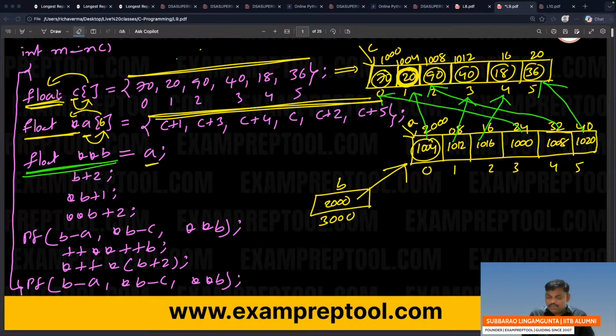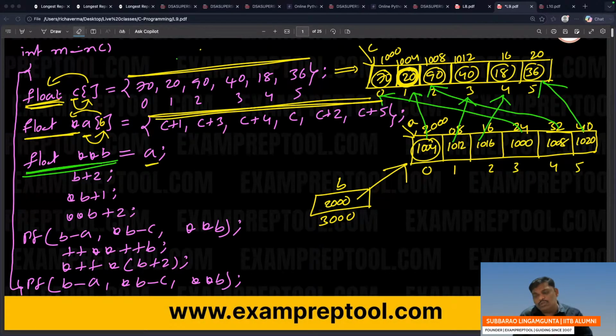Print ABC. What will print? I think print A will print 2000. Print B, I think 2000. Print C, 1000. So 2000, 2000, 1000.